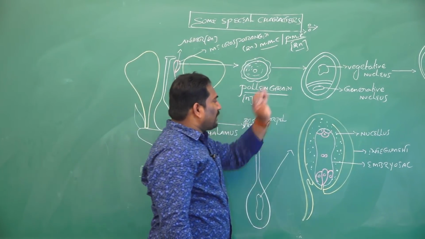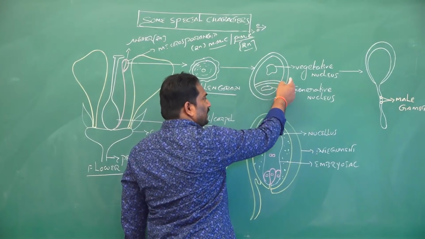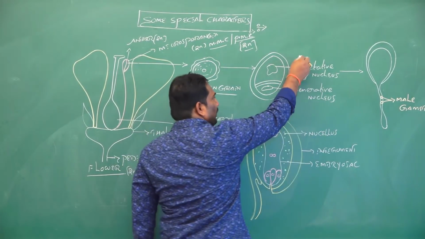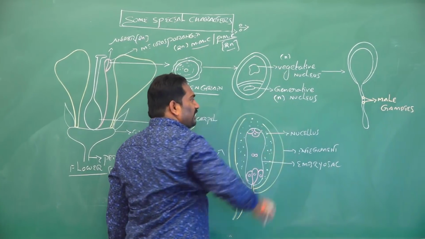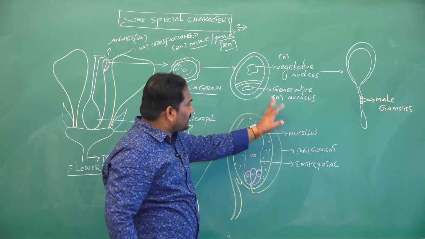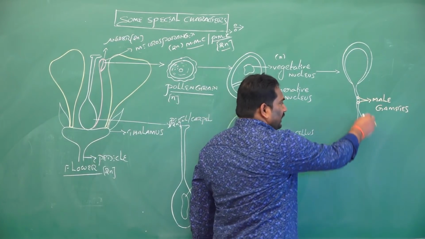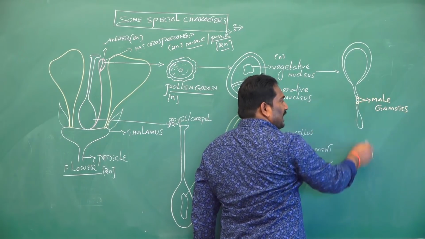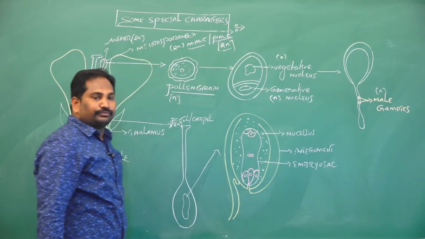Then it undergoes mitotic division to produce 2 unequal cells, vegetative cell and generative cell. The ploidy of vegetative cell or tube cell is haploid. The ploidy of generative cell nucleus also haploid. Then it undergoes second mitotic division. Then in the pollen tube, 2 haploid male gametes are formed. Then the male gametes ploidy also haploid.